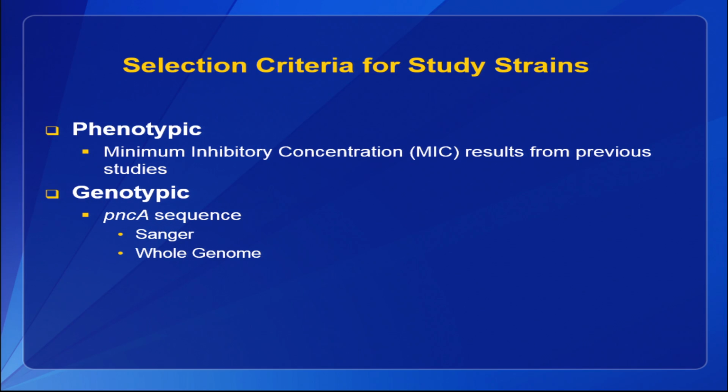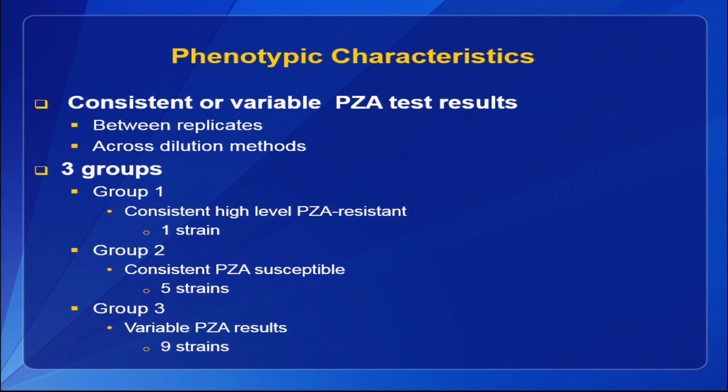Basically, what we did was look at the phenotypic and MIC data of the whole set of strains we had, and also the genotypic data where we had Sanger and whole genome sequencing, and pulled a set of strains. We had some that were very consistent with their PZA results over all the times we tested them, and we also had some that were highly variable, so we tested those as well. We had some that were always high-level resistance, which no lab should miss, and no matter which inoculation you're using, should test resistant. We had some that were consistently PZA susceptible with very low MICs, and we had 9 strains that were very variable with the MICs, depending on how the testing was done.